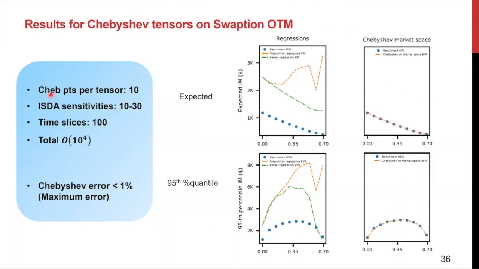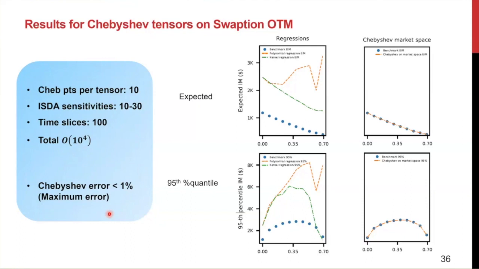Now, how many sensitivities? Remember that I explained to you how to obtain it for the one-year swap rate, and we have to do it for every sensitivity. Depending on the trade type, you can have between 10 and 30, roughly speaking. If we assume a standard Monte Carlo simulation with 100 time slices, we end up with a total computational burden of 10 to the 4, which is orders of magnitude below what I've mentioned before.